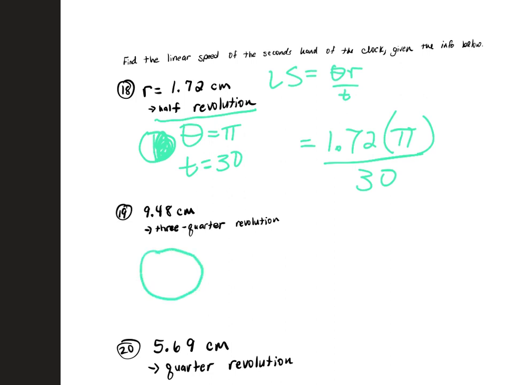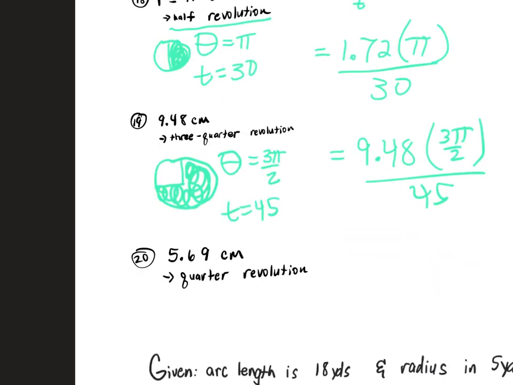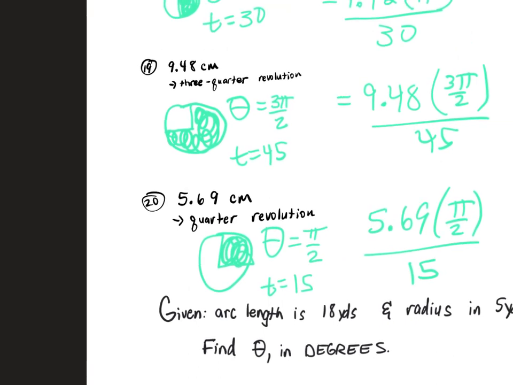For a 3/4 revolution, that's 3/4 of a circle. My theta is 3 pi over 2. And my time would be 45 seconds. So you would write 9.48 times 3 pi over 2 divided by 45. I would work from the inside out. If you don't know how to do this with parentheses, I would multiply 3 times pi divided by 2, then multiply by 9.48, then divide by 45. A 1/4 revolution has a central angle of pi over 2, and your time would be 15 seconds. So you would literally write 5.69 times pi over 2 divided by 15 and work it out.